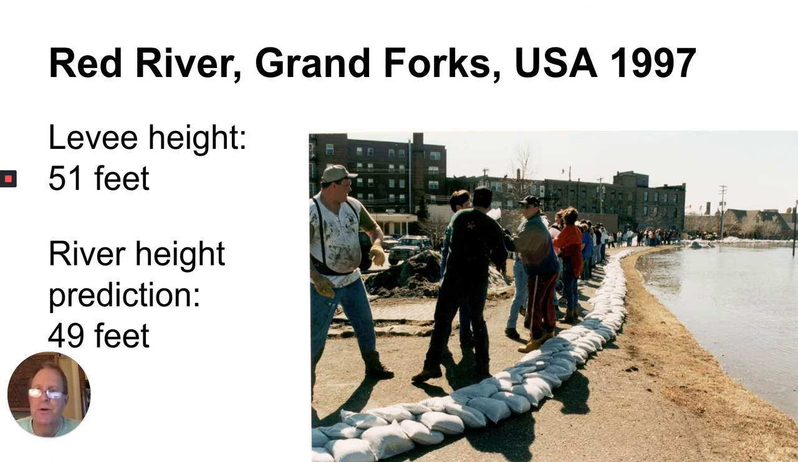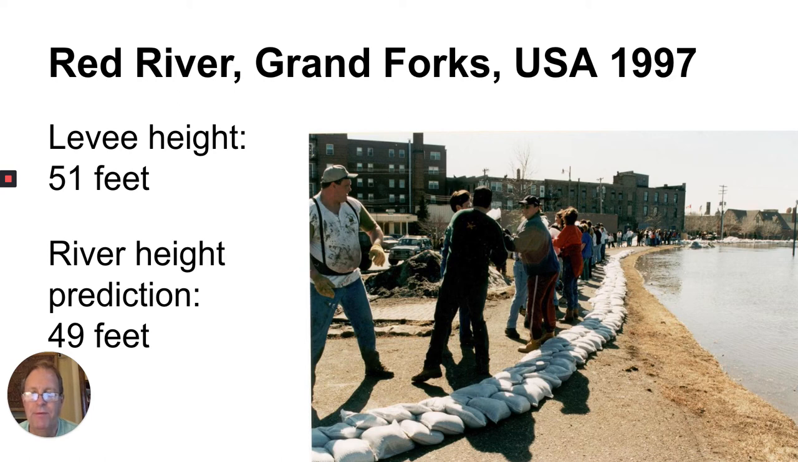Now I want to tell you a story here. This is a story about the Red River. The Red River flows north between Minnesota and North Dakota. The levee height is 51 feet. And the National Weather Service back in 1997, they had a lot of snow. And when the weather gets warmer, they predict that the snow is going to melt and eventually make its way to the Red River and flow up to Hudson Bay.